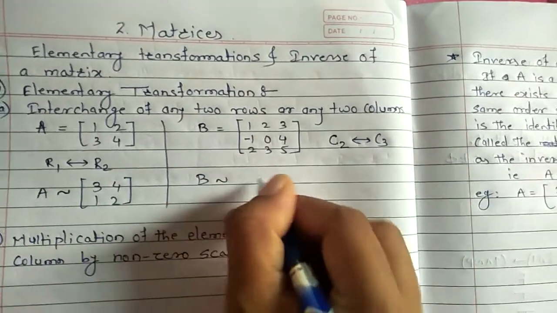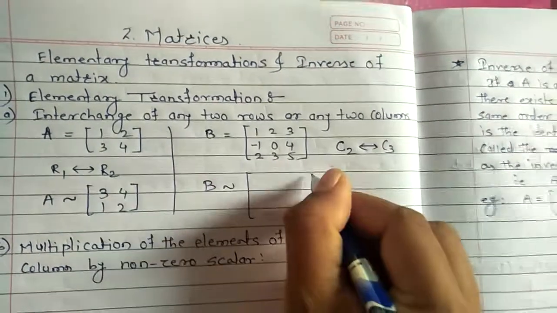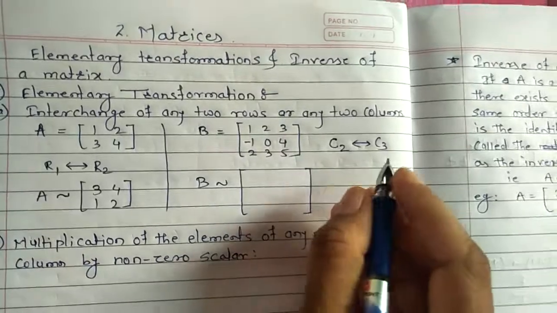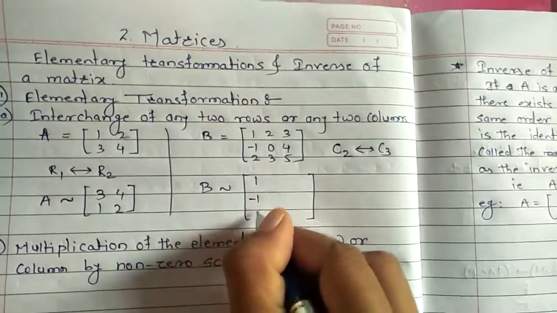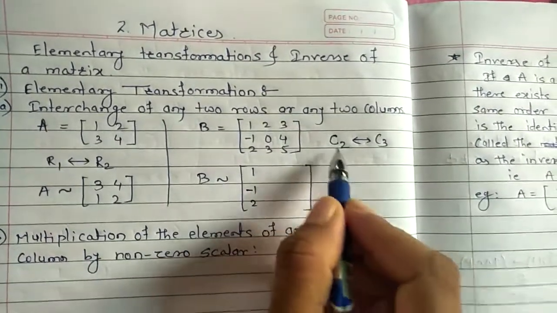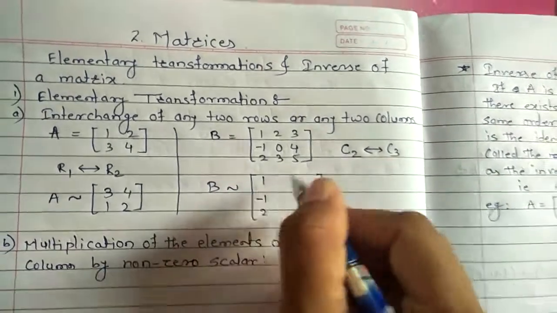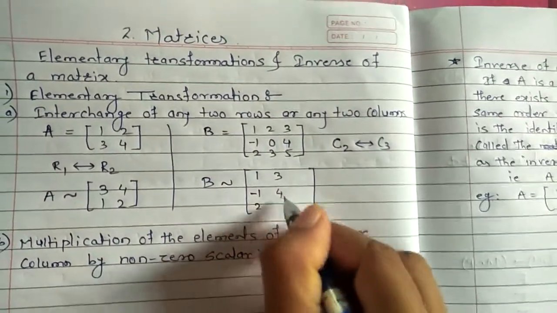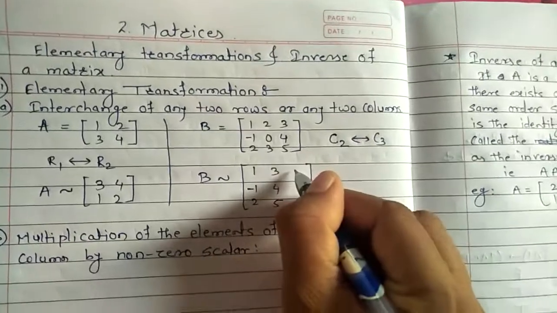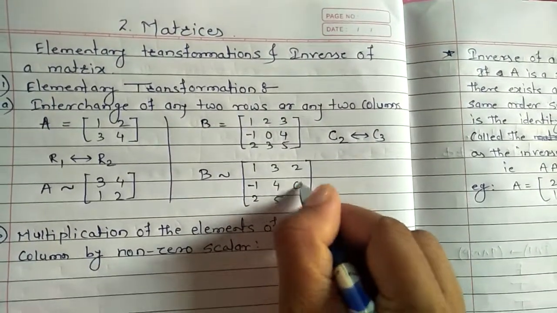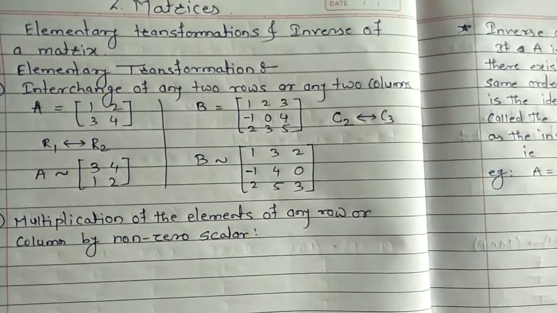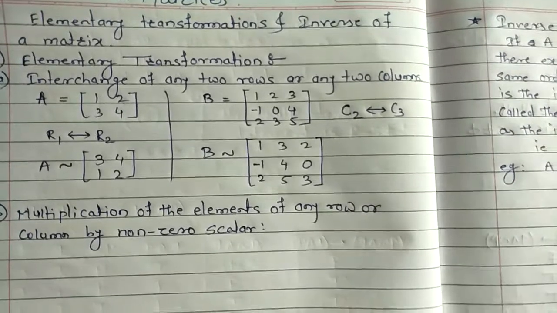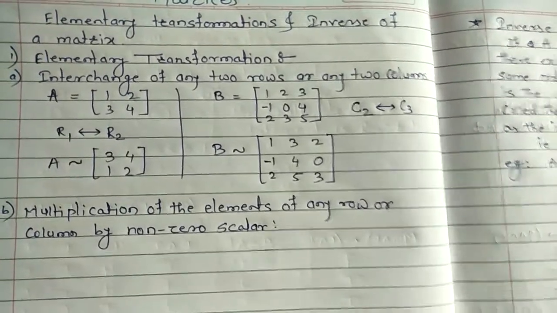So the resulting matrix: the first column stays as it is, and only the second and third columns are interchanged. The second column is written as the third column and the third column as the second column. So this is the first operation, interchanging any two rows or any two columns.